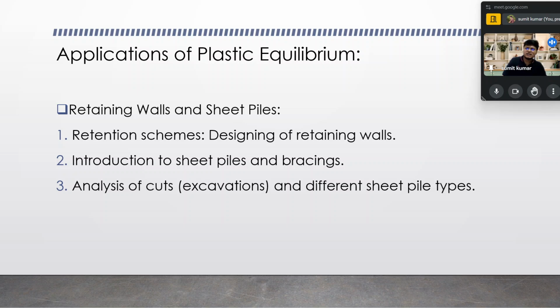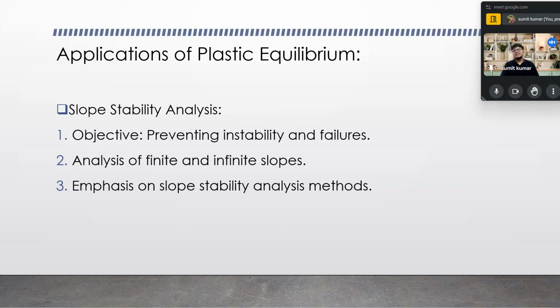And as we go ahead, we see that slope stability's objective is preventing instability and failure, because we said earlier that plastic equilibrium acts as a bridge between the elastic and plastic, and analysis of finite and infinite slopes is helped by plastic equilibrium or the limit equilibrium case specifically for the slope, with emphasis on the slope stability analysis method.